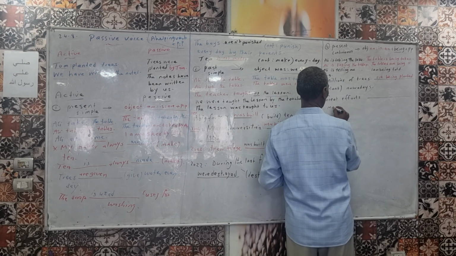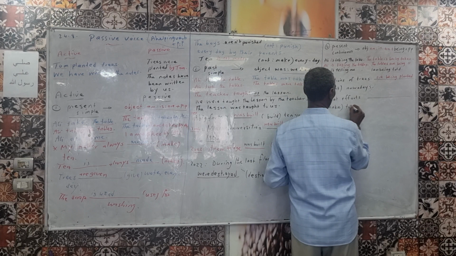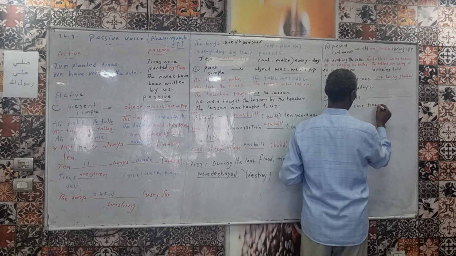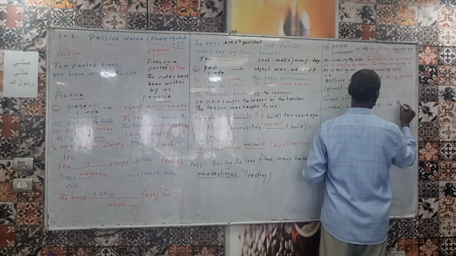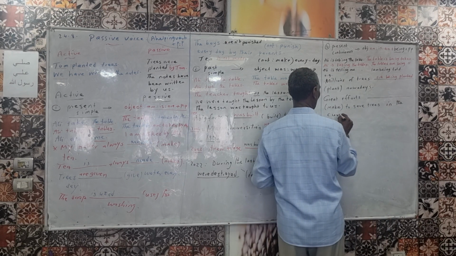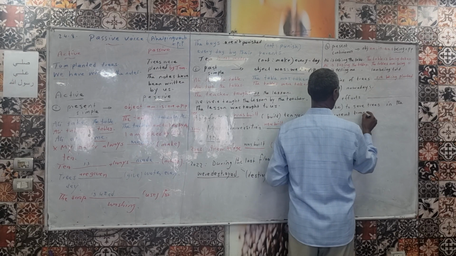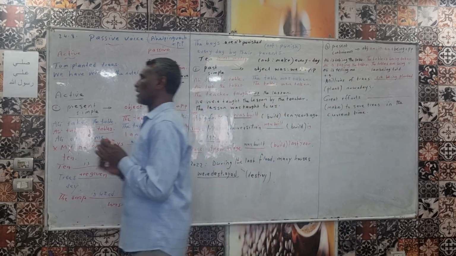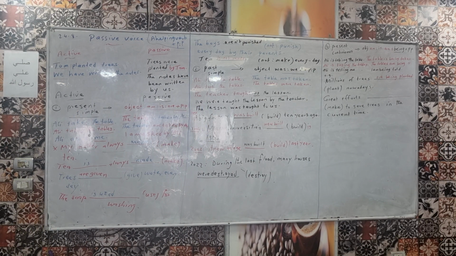Make to save trees in the current time. Let's say current time. Current time is the time being. The time being. Current time معناه الوقت الحالي الحاضر. وcurrent بمعنى تيار. وcurrently معناه شنو؟ حاليا حاضرا. ودي adverb للpresent continuous tense. Great efforts made to save trees in the current time.